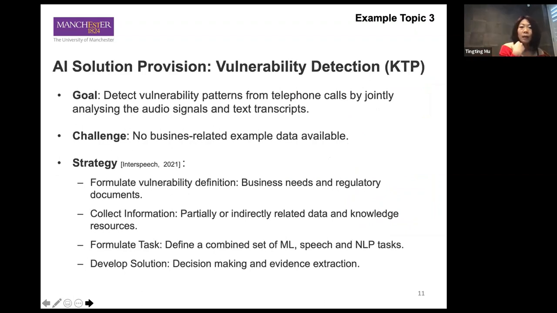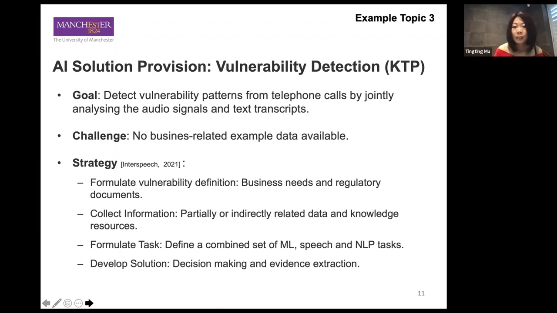Okay, next is an example where I would like to share with you some of the thinking process when we apply our knowledge or techniques to solve a real-world problem. This is a KTP project. We work with a company, and this company is in the telephone call business.